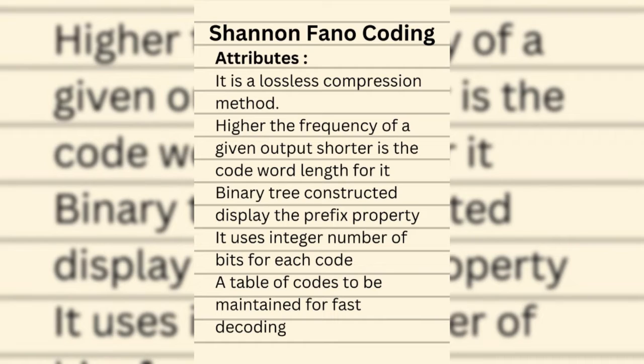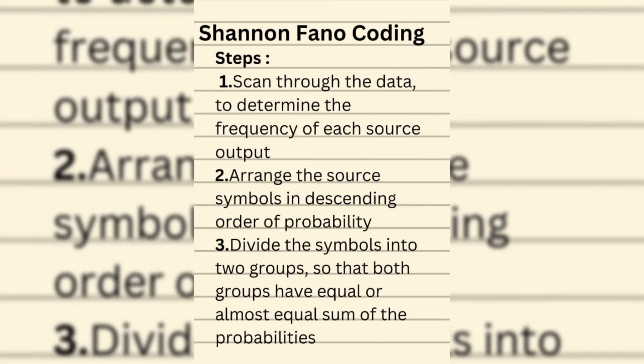Here are some attributes of Shannon-Fano coding. It is a lossless compression method. The higher the frequency of a given output, the shorter is the code word length for it. The binary tree constructed displays the prefix property. It uses an integer number of bits for each code. A table of codes has to be maintained for fast decoding.